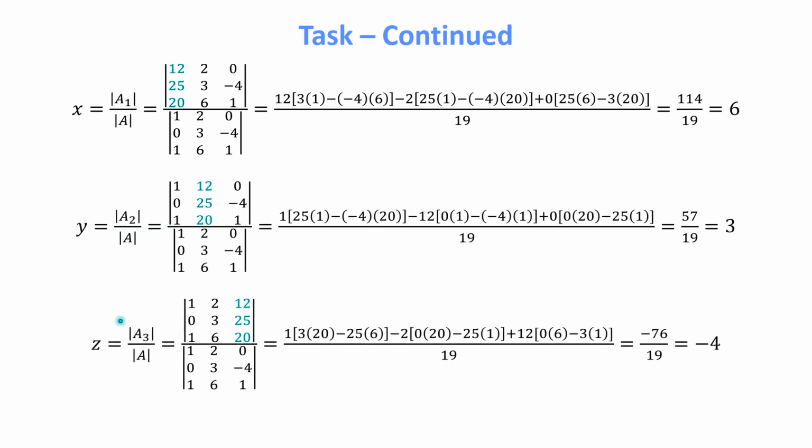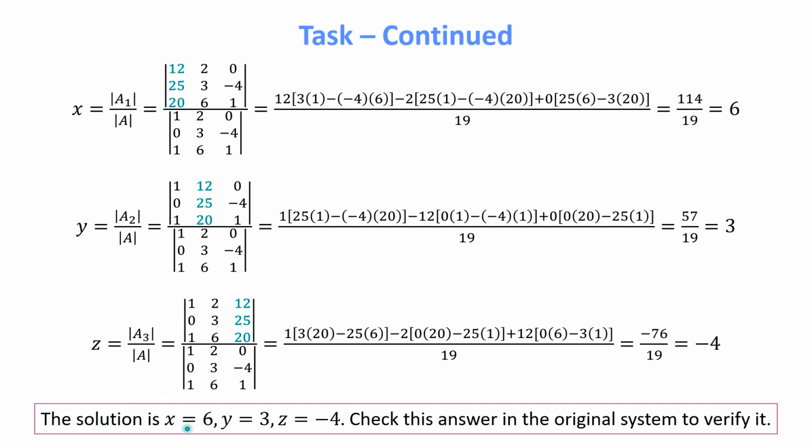Similarly for y and z, we get y equals 3 and z equals minus 4. So to summarize, the solution is x equals 6, y equals 3, and z equals minus 4. And once again, it's useful to check this answer in the original system to verify it. So you can check it and you will see that the system of equations satisfies the solution here.